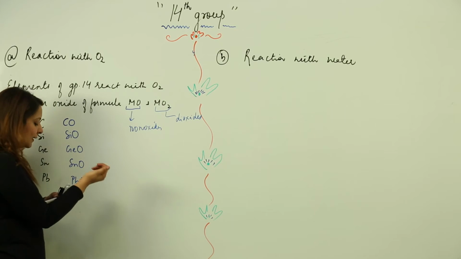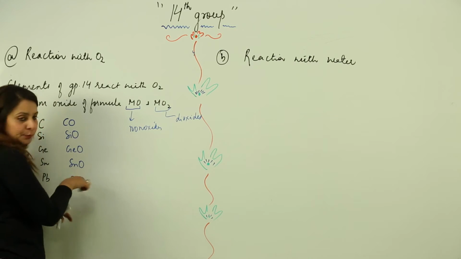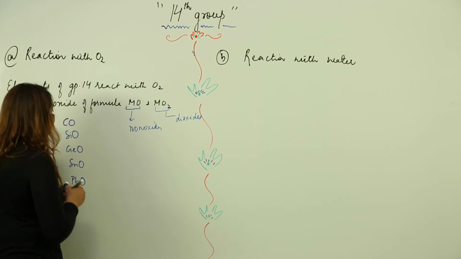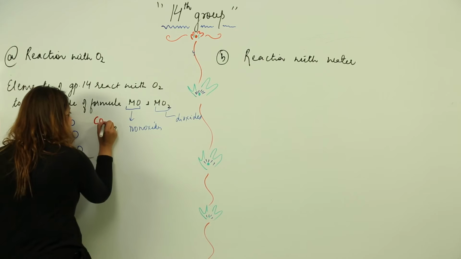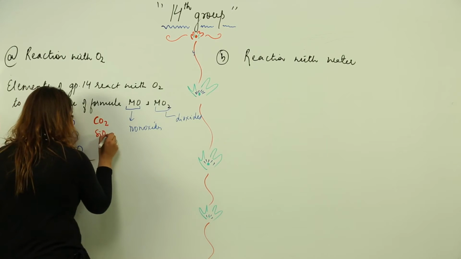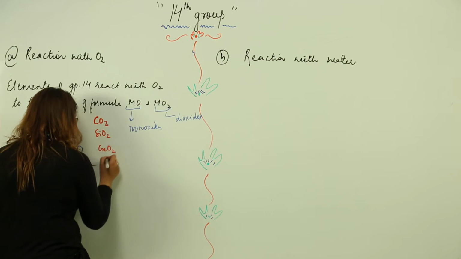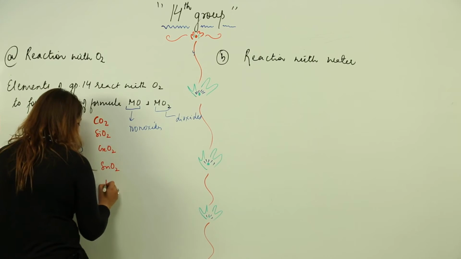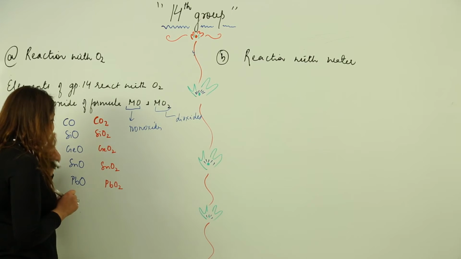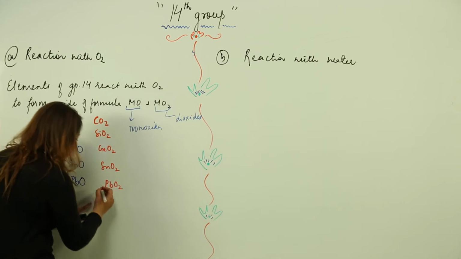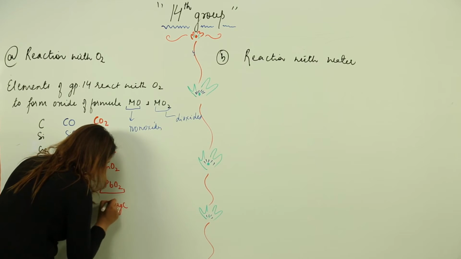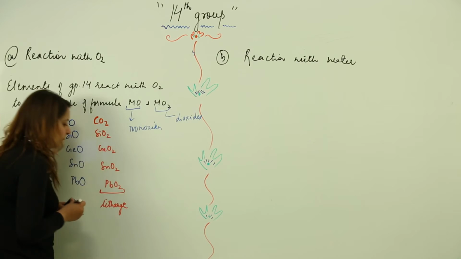So this is PbO, and if we talk about the dioxides, let us write their formula for the dioxides also. It is CO2, which you are familiar with, that is carbon dioxide, then silicon dioxide, germanium dioxide, tin dioxide and lead dioxide. And there is a common name for lead dioxide, we call it litharge.